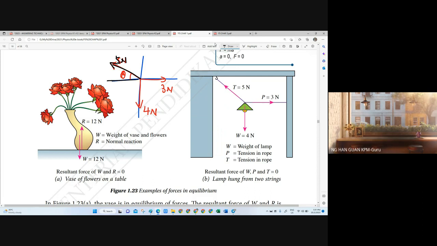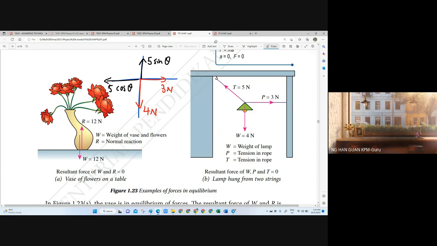So we need to resolve it into Fx and Fy. Fx in this way will be 5 cos theta. And then we have the other component, when you resolve the force: we will have 5 sin theta here. Now we can erase it. These two become the resolution of forces that represent the 5 Newton.